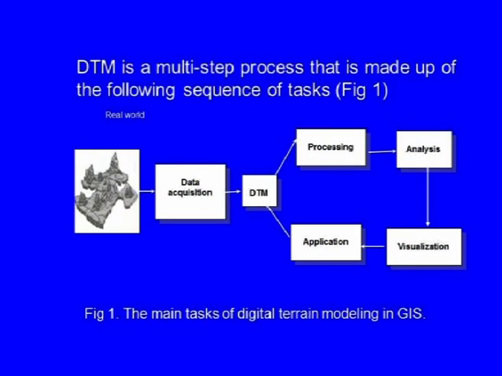Having looked at these, now let us look at the whole DTM process. It can be seen that DTM is a multi-step process made up of the following sequences, as shown in the figure below. That is, we have the real world, and from the real world the data would be acquired, by virtue of which a DTM would be generated. Now, this DTM would be subjected to some form of processing. Thereafter, it would be subjected to some form of analysis, visualization and application. So, let us look at each of these processes involved in DTM.